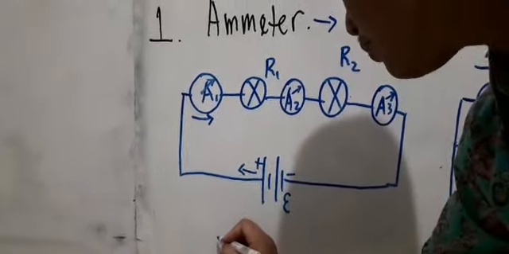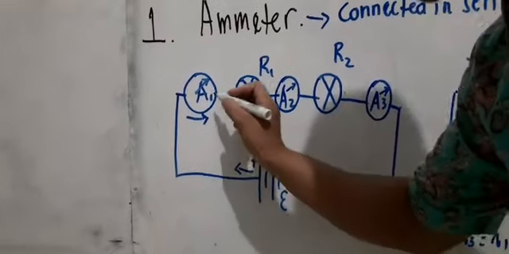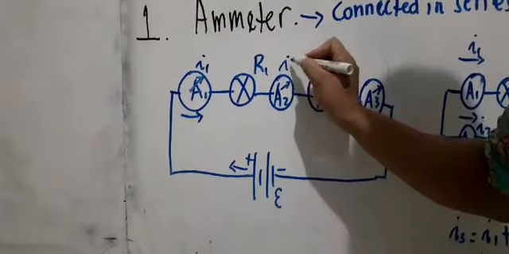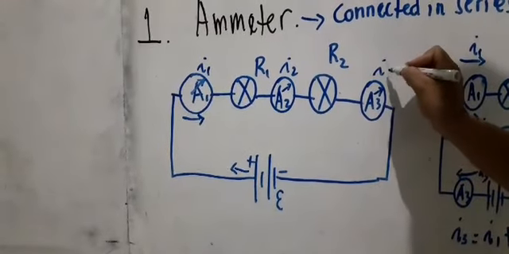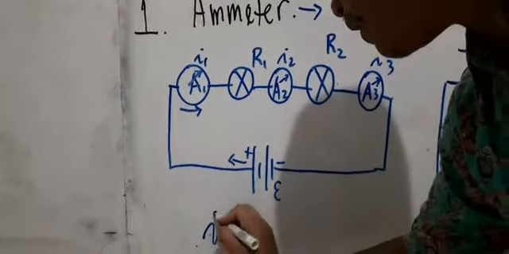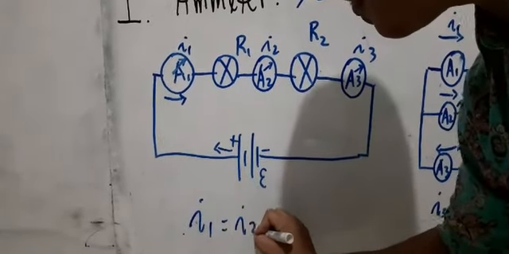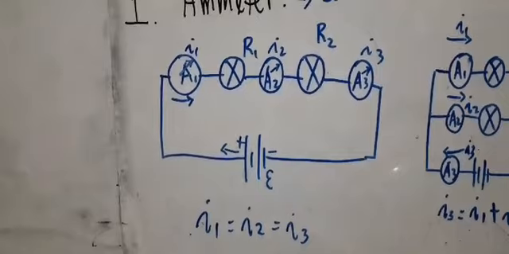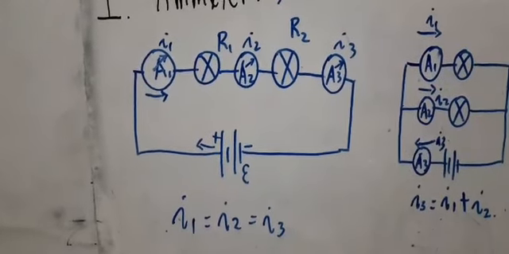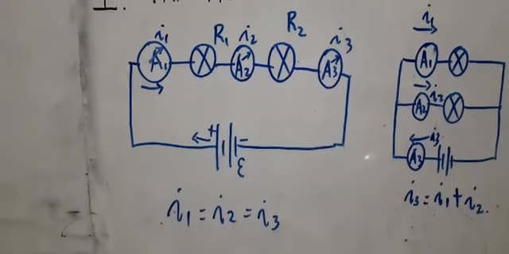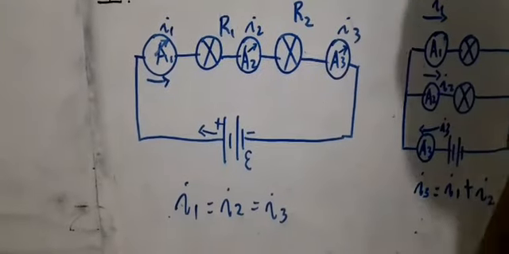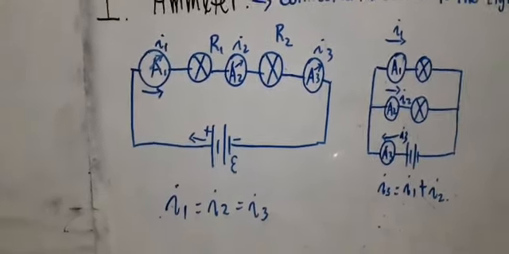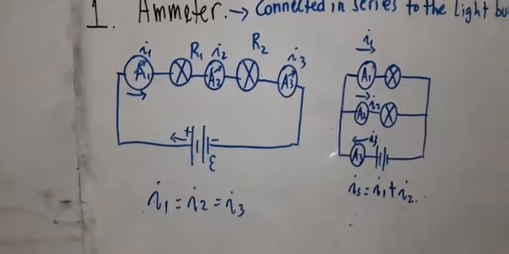Okay, so we can conclude that the reading in A1, which is I1, the reading in A2, which is I2, and the reading in A3, which is I3, will be I1 equals I2 equals I3. Okay, so this is about the ammeter, connected in parallel and series circuits. Now we're back to the second, the voltmeter.